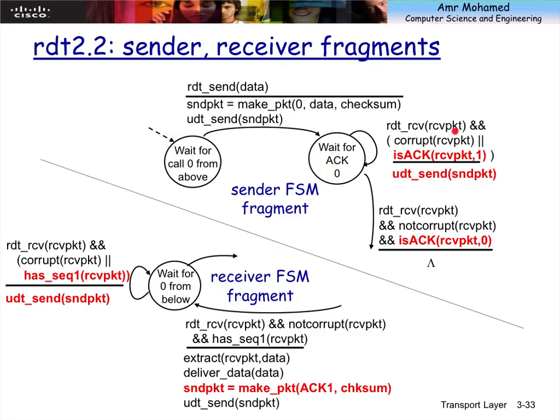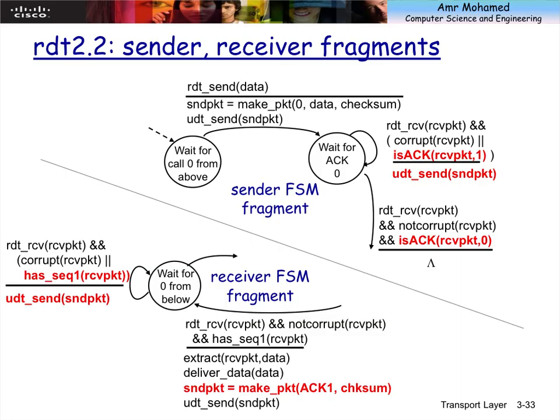Here I received the packet, the segment, but it's corrupt. This is the sender side. Let's look at the receiver side first. So I'm waiting for 0 from below. I'm waiting for segment 0 from below. I received the segment and it's corrupt, and the segment has sequence number 1. In that case, I will send the same packet again.